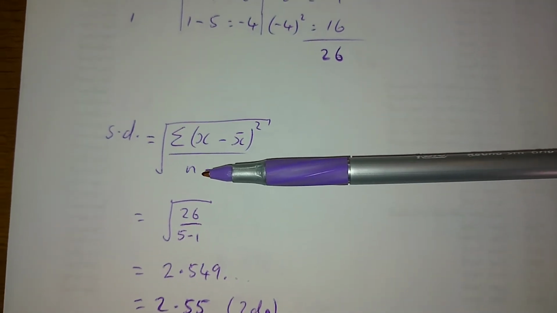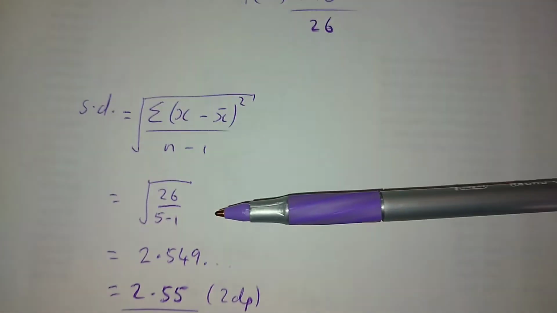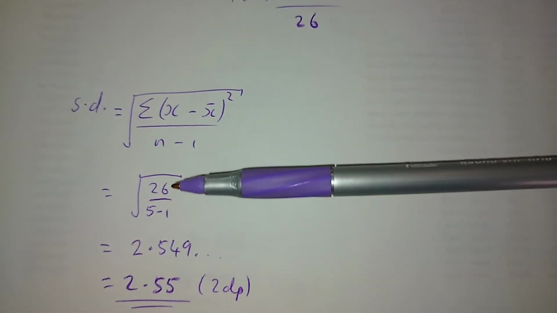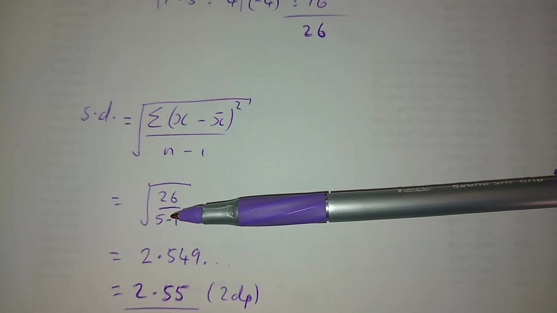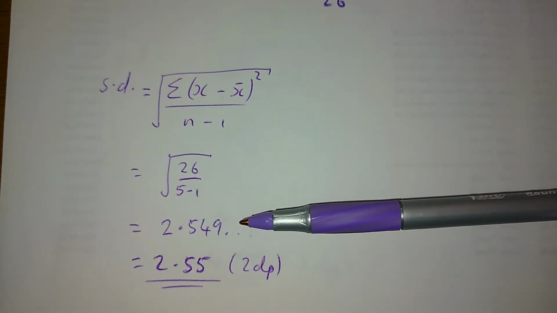N, remember, is how many data values we have. We have 5 data values. Subtract 1, which is going to be 4. And then just evaluate that on our calculator. And as always, guys, the SQA want unrounded then rounded answers.